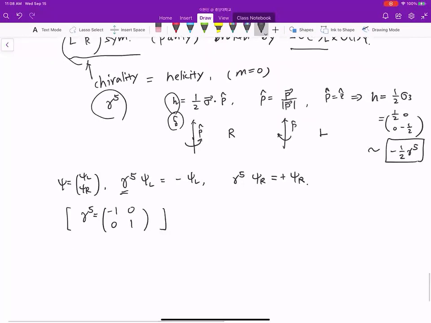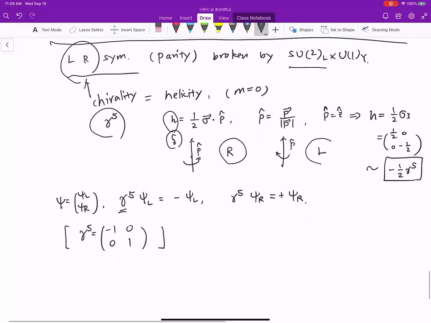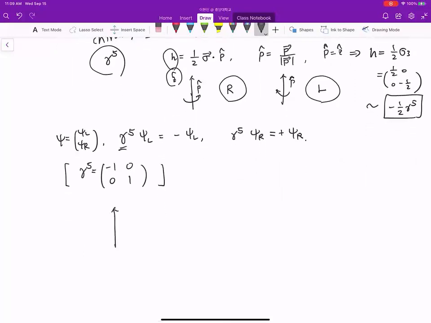In any case, the parity is violated. So let's say right-handed, left-handed here. Okay. The parity is violated because, let's start from right-handed and then apply the parity operation. And this spin is a kind of angular momentum. It's spin angular momentum, but it's like angular momentum.